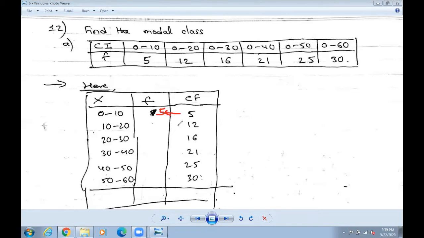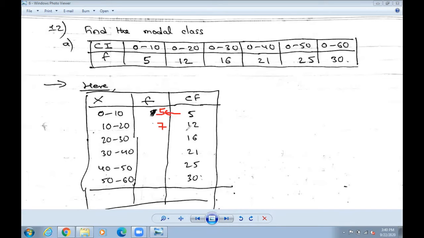Then after that, in this line, what do we need to do? We need to subtract them. How do we find the frequency? By subtracting. So how will you get the value of frequency? Subtract them. So 12 minus 5, how much? 12 minus 5, it will be 7.